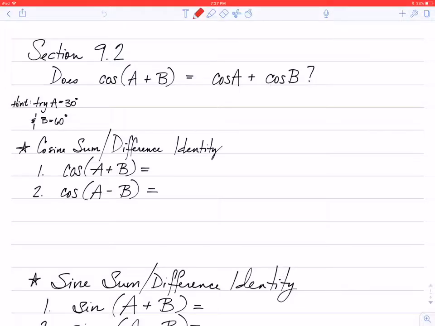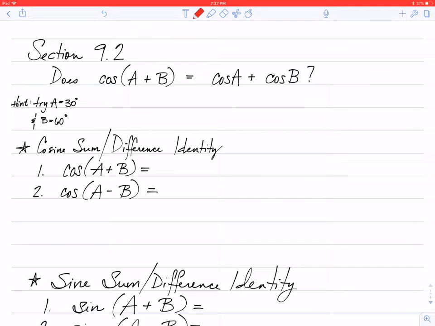Hey folks, section 9.2, we've got a couple more identities to go through. So you'll notice here that I have the cosine sum and difference identity. This is when I want to take the cosine of two angles being added together. I did not use theta here. I used two angles, A and B. Or maybe I want to take two angles and subtract them and then find the cosine of those angles. In order to do this, I have to have a cosine identity.